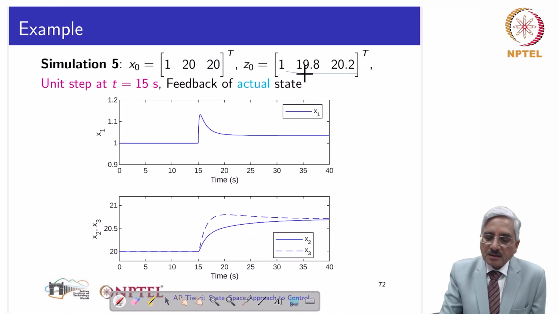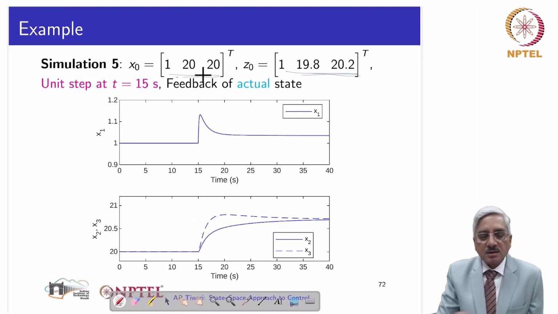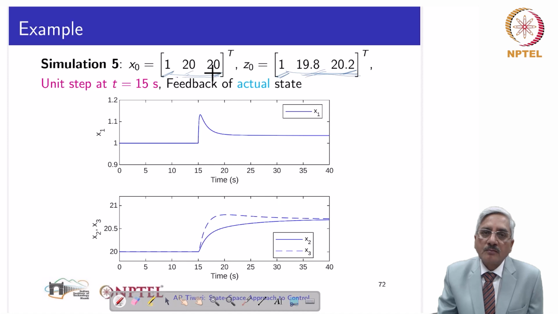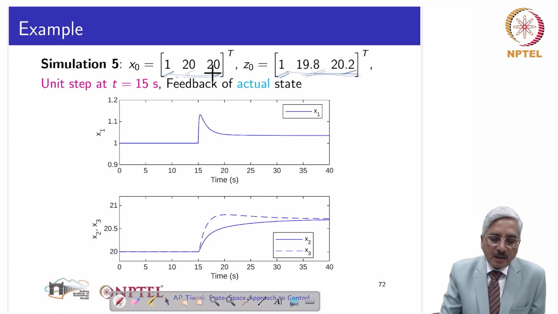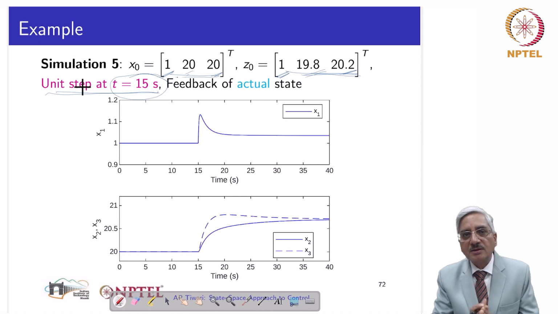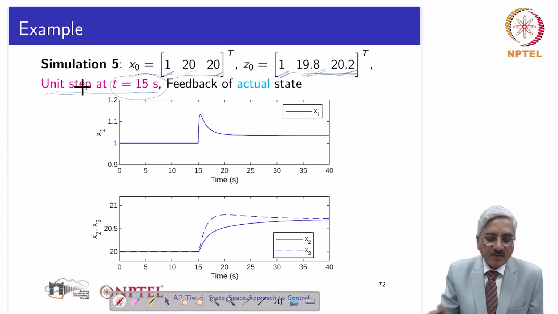Here the observer states are very close to the system states. You can see the first one matches. The second and third one are only very little different. And we give some time for the system to stabilize. We don't apply input right at t equal to 0, but we apply input at t equal to 15 seconds, when probably the system will undergo initial transient and initial transients will start disappearing. That time we apply the input and feedback of actual state first, observer state we will see subsequently.